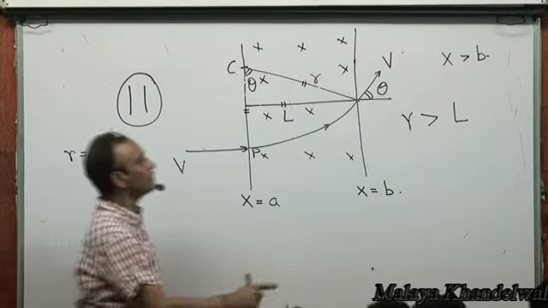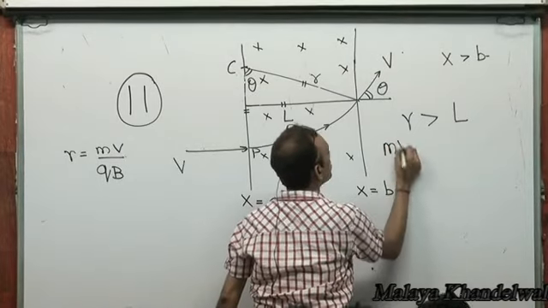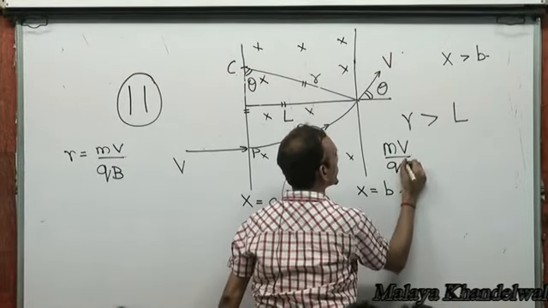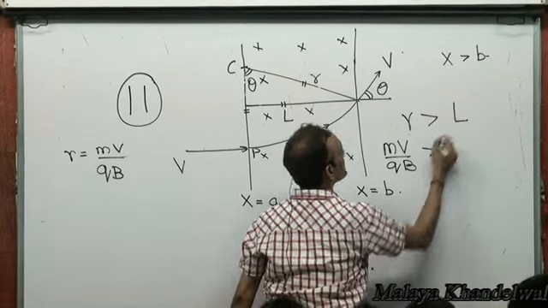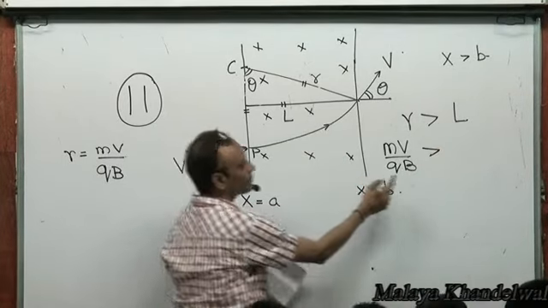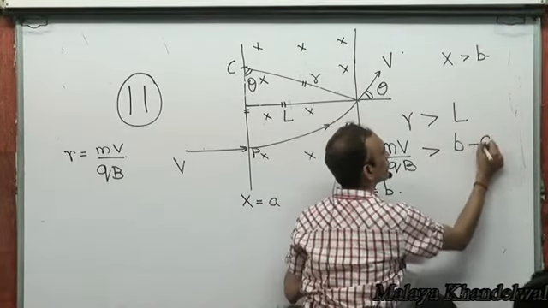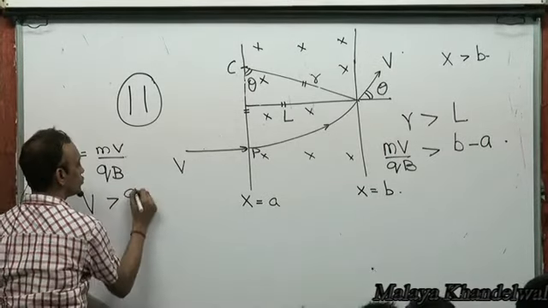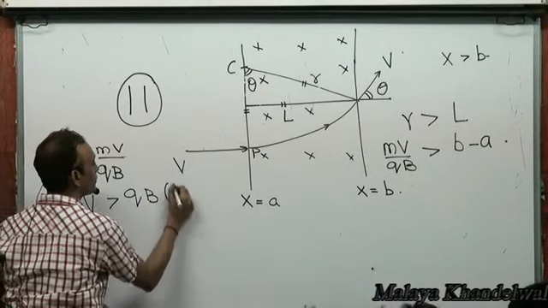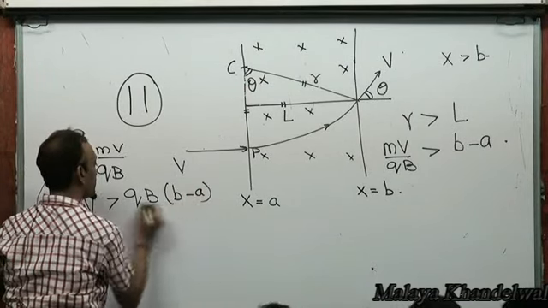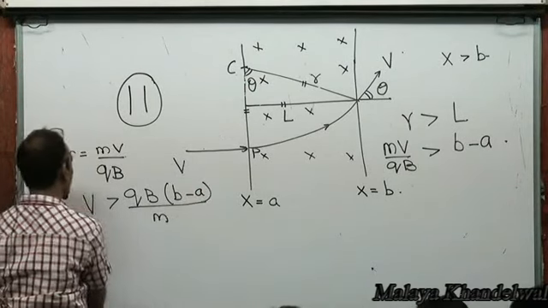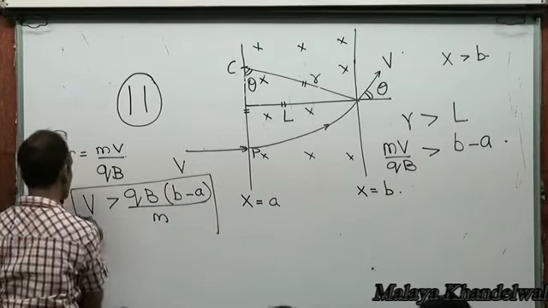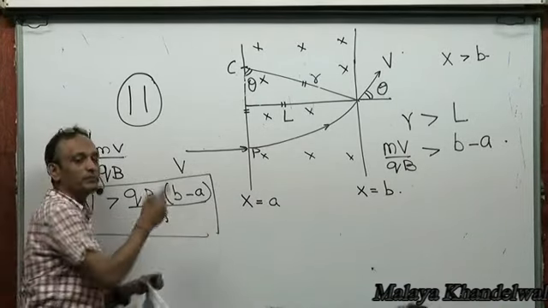That means mv by qB must be greater than L. L is b minus a, which will give me v greater than qB into b minus a by m. So the minimum v will be this. This would be the minimum v.